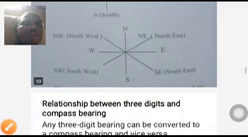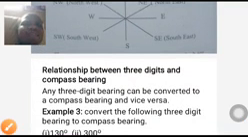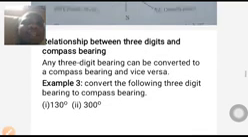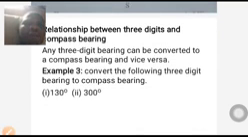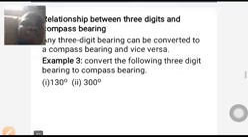Now, the relationship between 3-digit and compass bearing is that you can convert from compass bearing to 3-digit bearing, and also from 3-digit bearing to compass bearing. So you are going to look at that in example 3 and example 4. Example 3, convert the following 3-digit bearings to compass bearing. Number 1, we have 130 degrees. Number 2, we have 300 degrees.